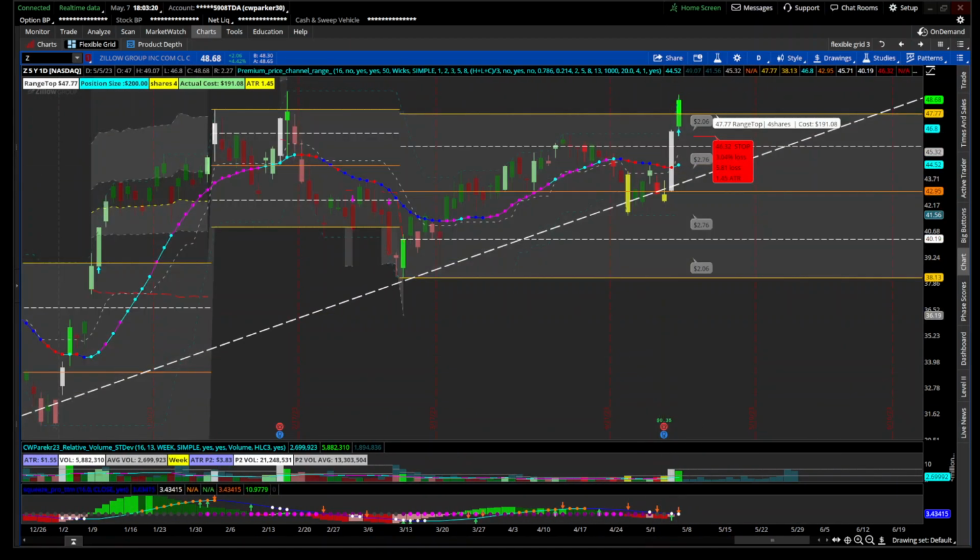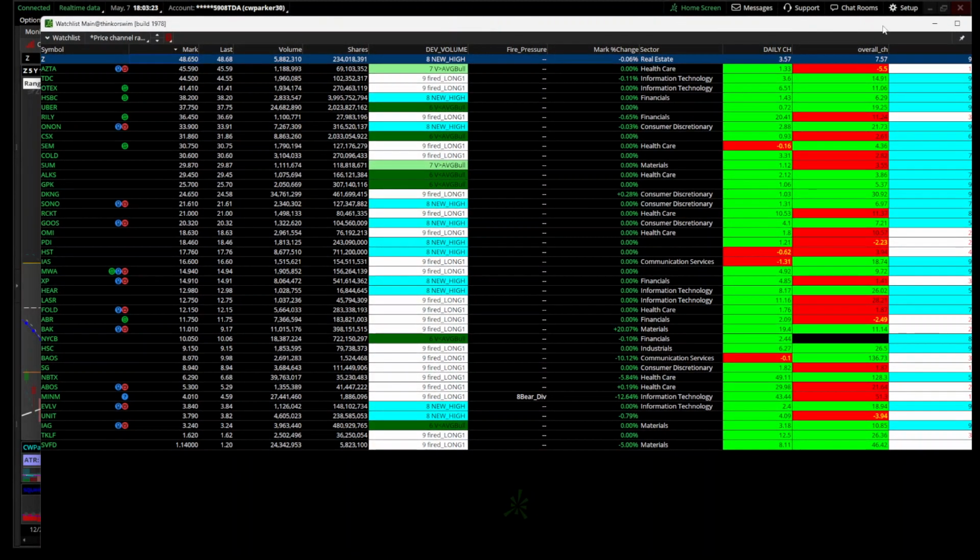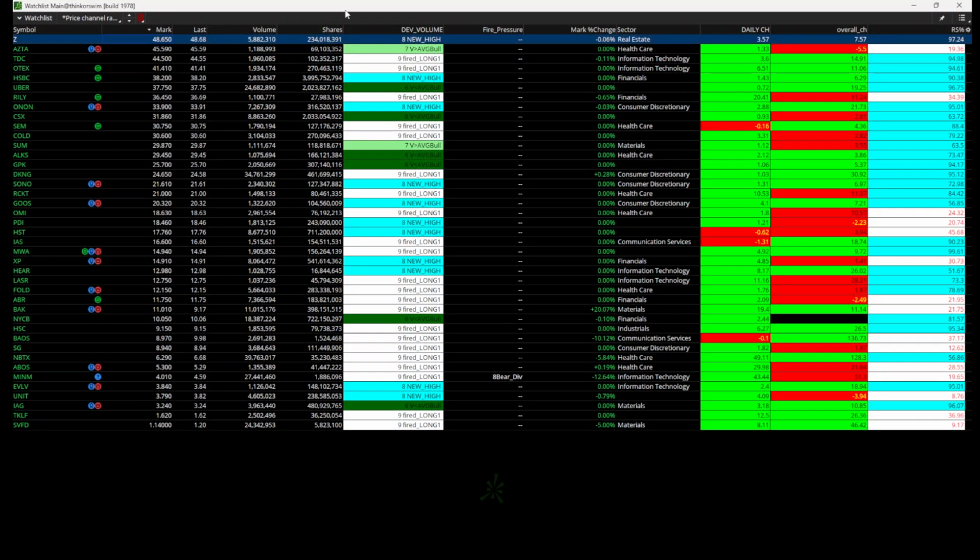But for the most part, here is your scan for the daily breakouts with a 16 day period on the range, if you wanted to go look at those stocks.